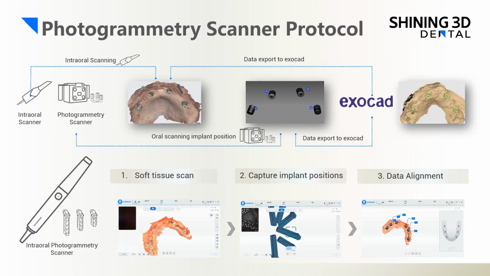As we just mentioned in the previous slide, the extraoral photogrammetry device is relatively bulky and large, and the data captured using the extraoral photogrammetry system needs to be combined with an intraoral scanner or traditional impressions. The implant position data serves as a reference for matching soft tissue data obtained from the intraoral scans or from the extraoral scans of stone models.